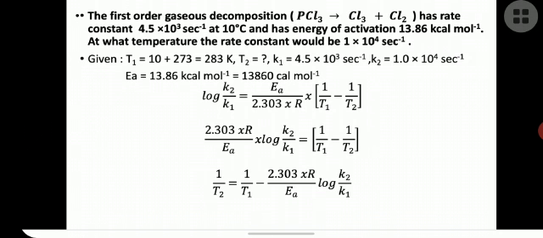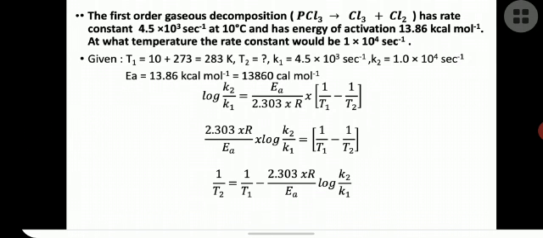Now the formula is known to us. By proper arrangement of the formula of energy of activation, we write the equation as log of K2 upon K1 is equal to EA divided by 2.303 into R into 1 upon T1 minus 1 upon T2.